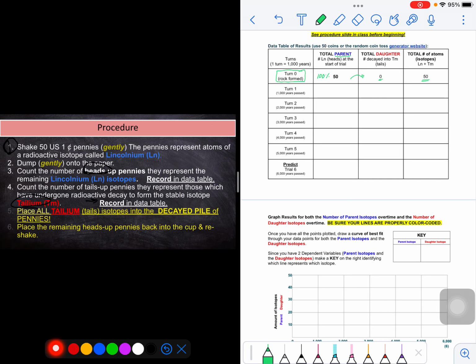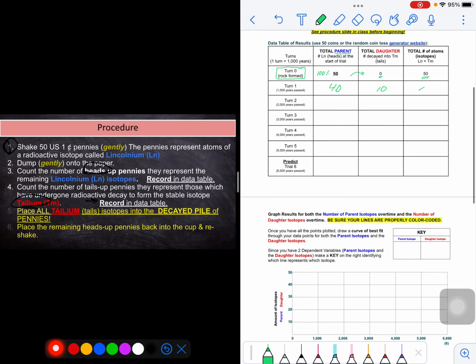Okay? So let's just say you end up, first of all, with like 10 daughters and 40 parent. Great. Your total is still 50. You still have 50 coins. The material in the rock is not going anywhere. You have 40 that stayed radioactive and 10 that decayed into this stable. This is going to stay as 10. Those are never changing. This 40 has the opportunity to continue to decay.